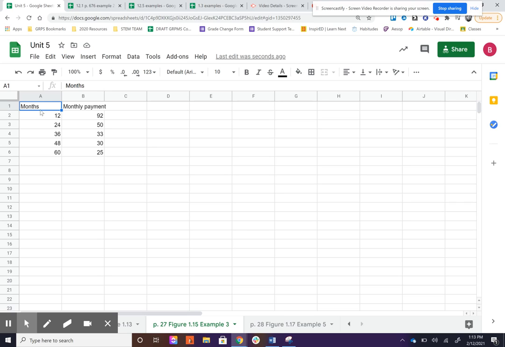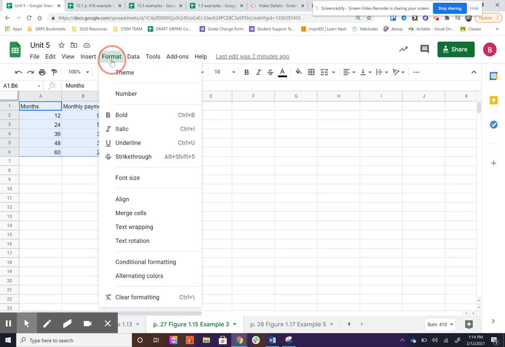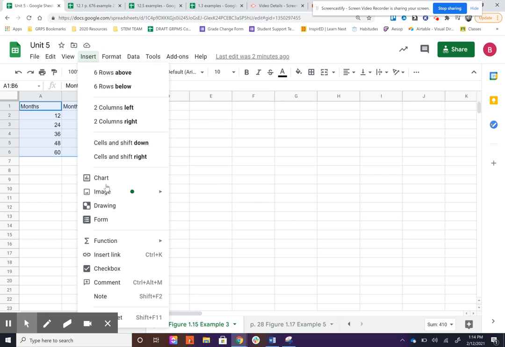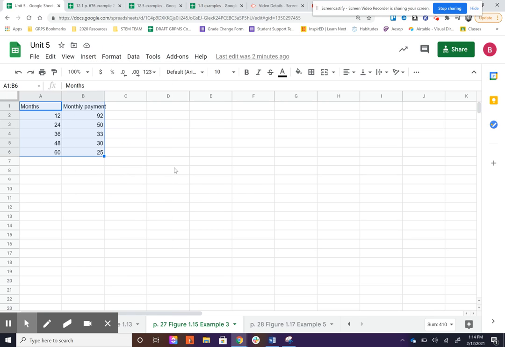So the visual here is that if you choose, and this goes for if you get a car loan, and just about any loan, if your loan is longer, you're paying less a month, but you're paying more in the end. So let's go and insert a chart.